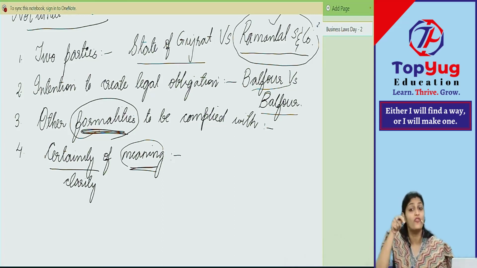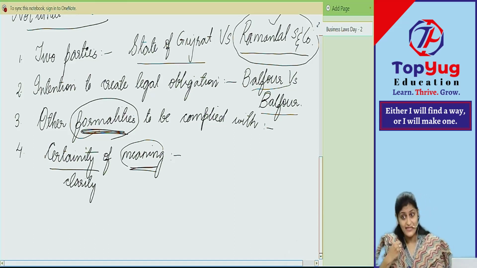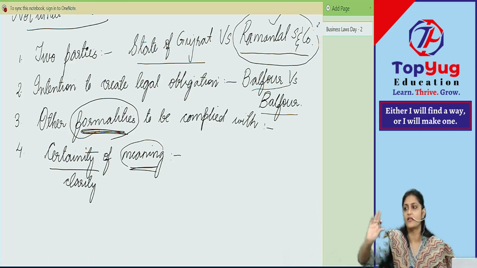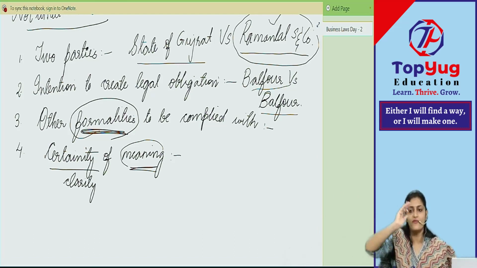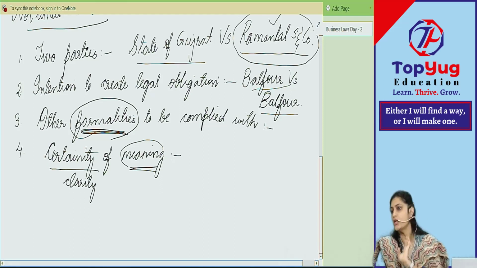No. Why? Because what was missing here? Certainty of meaning. Was I clear about which oil I wanted? No. I should specify that I want 5 liters of coconut oil, or I want 5 liters of groundnut oil. Then only there is a valid contract. Vague agreements without any clear meaning, if you enter into them, are not a contract.